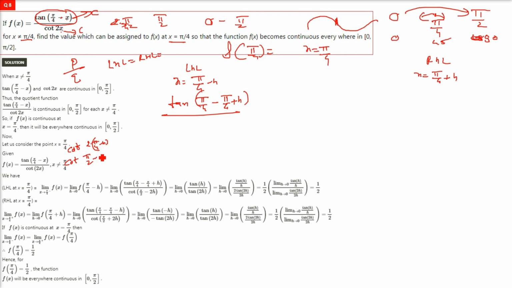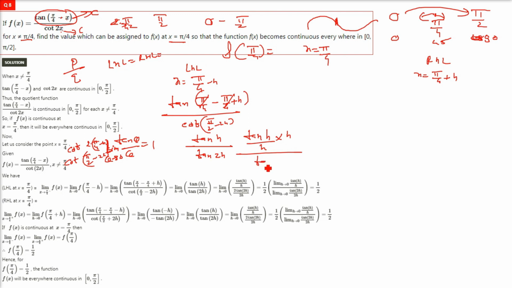So cot of pi by 2 minus 2h, and cot of 90 minus theta is tan theta. So in the numerator, pi by 4 cancels, giving tan h. This denominator will be cot 90 minus theta, which is tan theta, so tan 2h. Now this cot has become tan, and it will not be negative, because if you remember, add sugar to coffee, pi by 2 minus everything will be positive only.